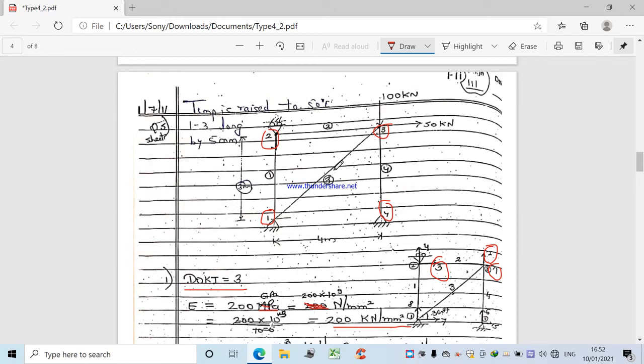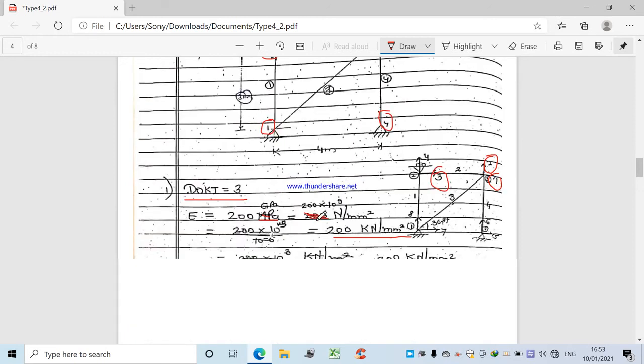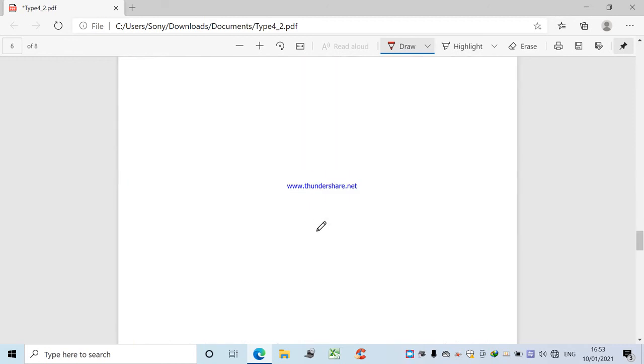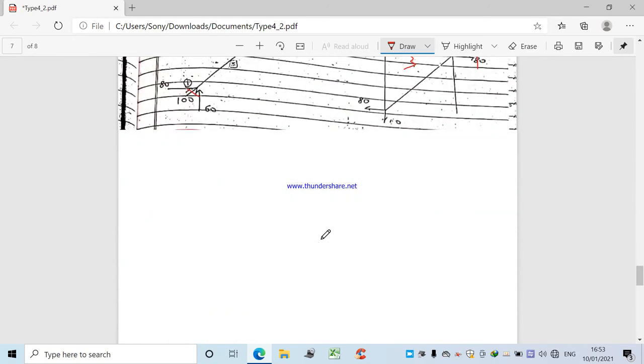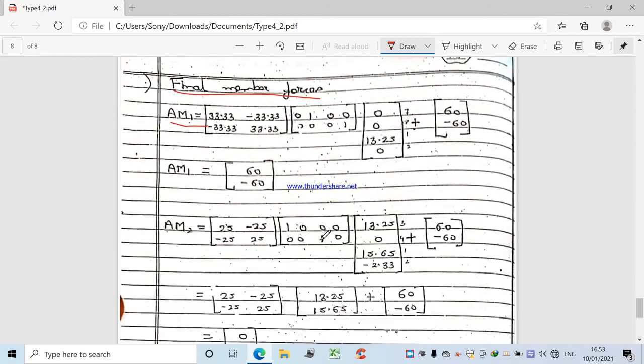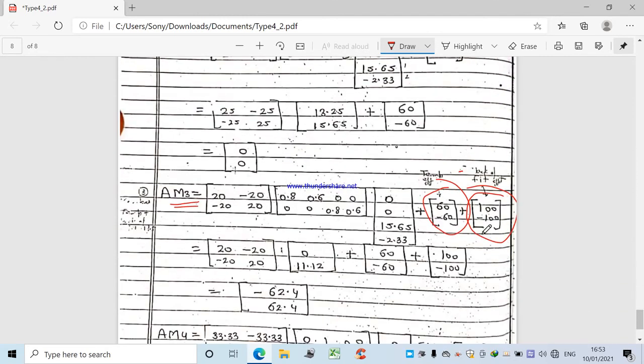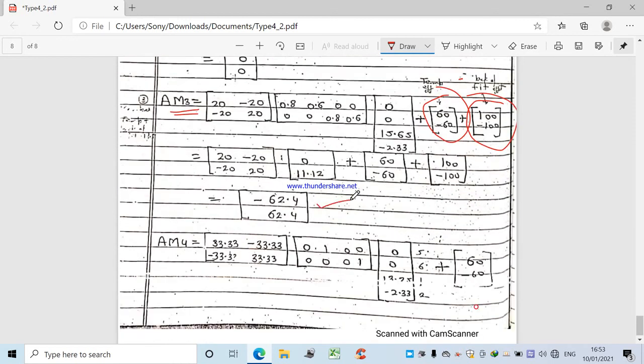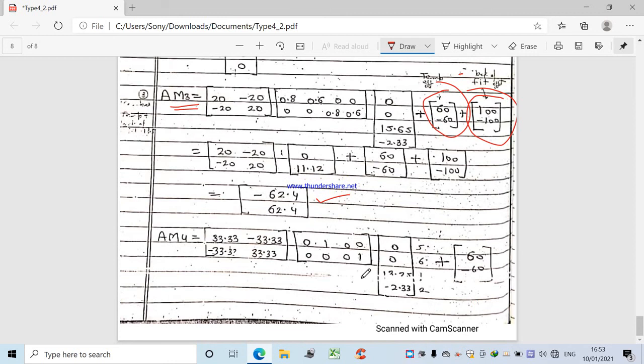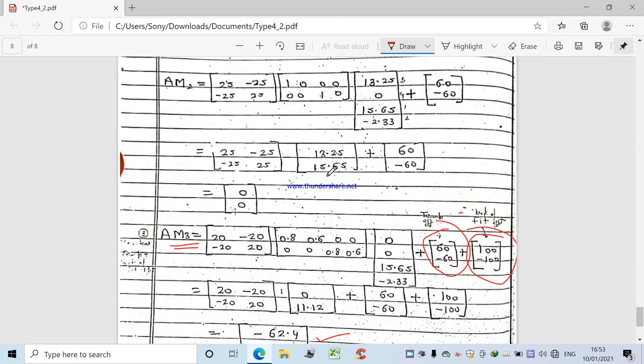So along with the 60 kilonewton, the lack of fit effect we have to consider for member 1,3. Therefore for AM3, which is denoted as the 1,3 member, in our final member forces we have to consider 60 minus 60, 100 minus 100, and then solve this value and we will get the final answer like this. Finally we will get the final answers for AM4 also. So we have to calculate all these 4 values and represent the final member forces in our final diagram.